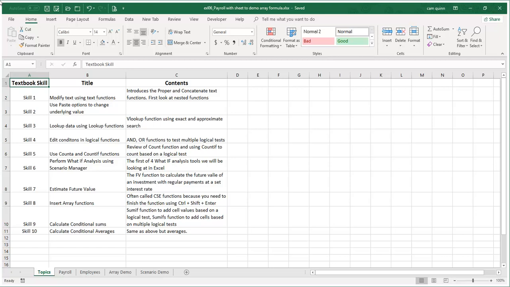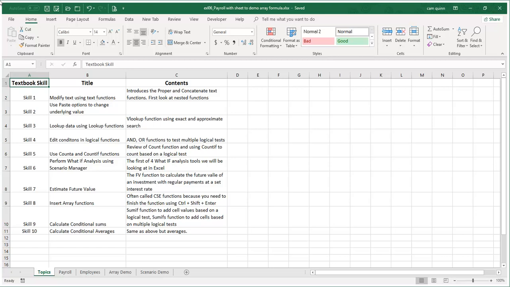Skill number 1, modify text using text functions, pretty straightforward. Skill number 2 is paste options, which again is fairly straightforward. Skill number 3 is the VLOOKUP function. And this is probably one of the more difficult functions that you're going to be covering off in the course. If you're being tested for Excel when you go for your job interview or what have you, VLOOKUP is probably one of the functions that will be included in that sort of a test.